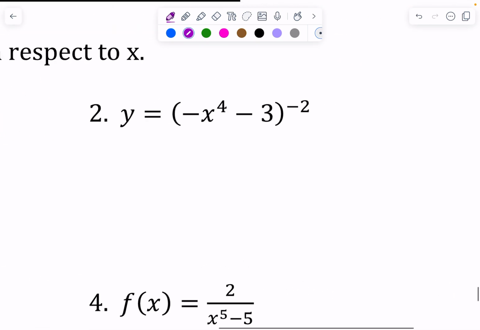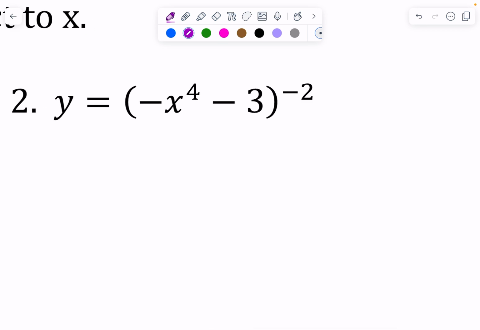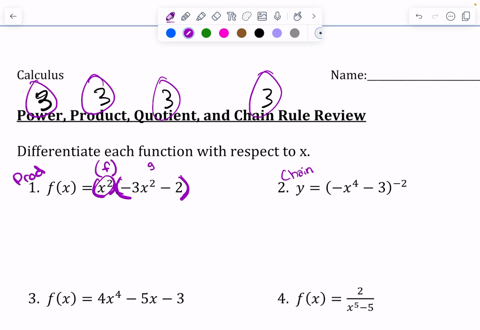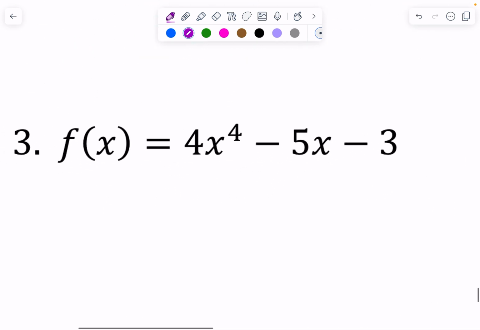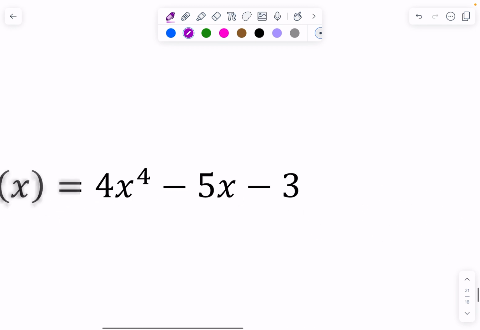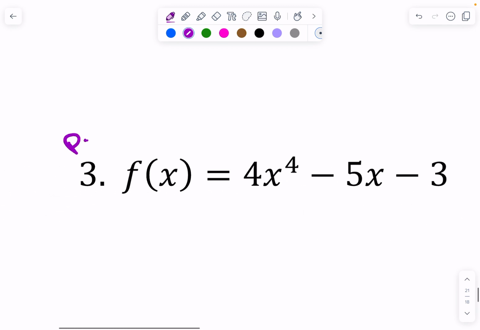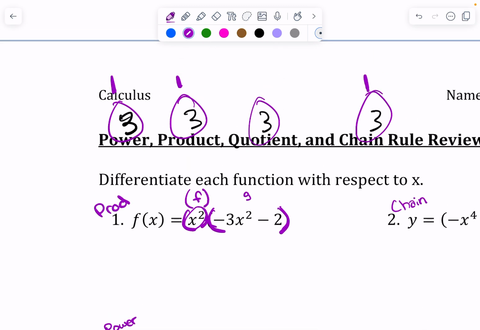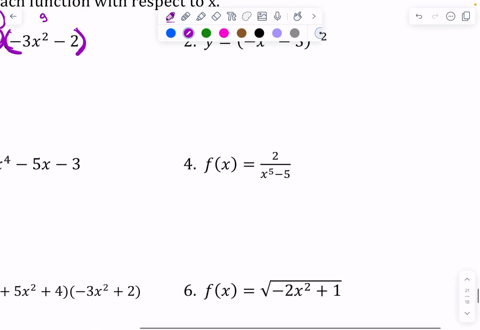This one, number 2, see if you can figure out what this one is. He is a function inside of a negative 2 power. So he is a chain rule. Okay, so we've got 1 product, 1 chain. All right. This guy, this is easy. This is just a power rule. There's nothing fancy about him. Power. So now we've got a power rule 1. Okay. And this one.